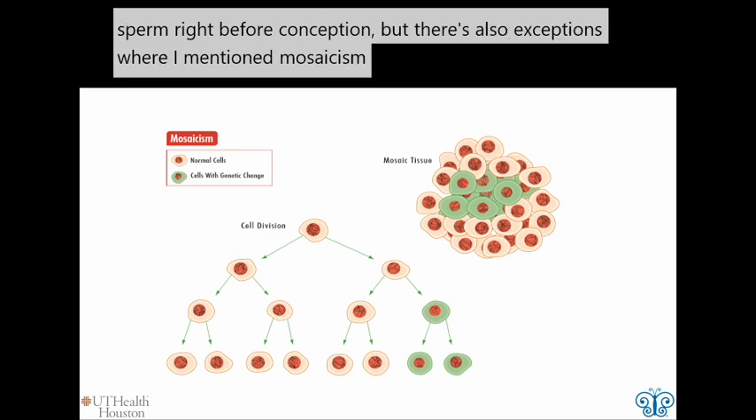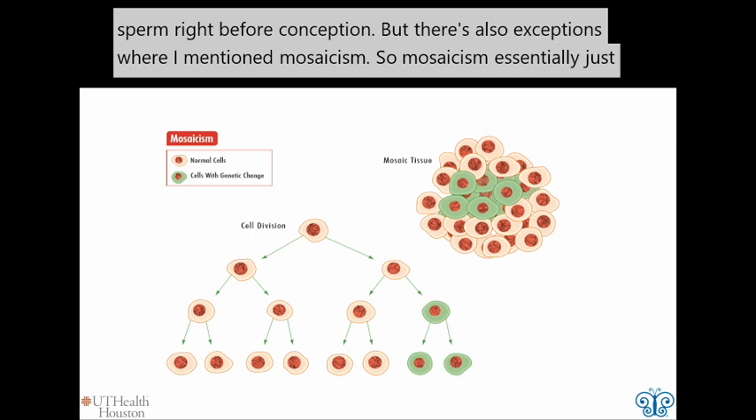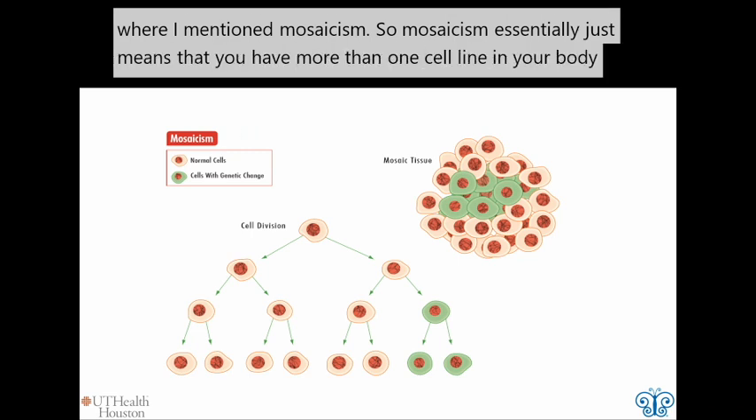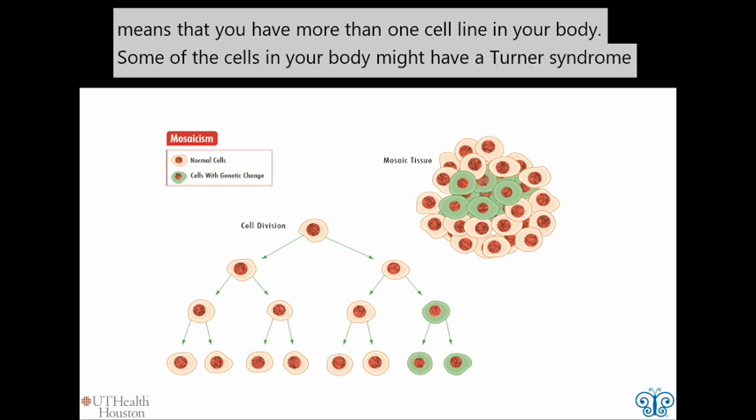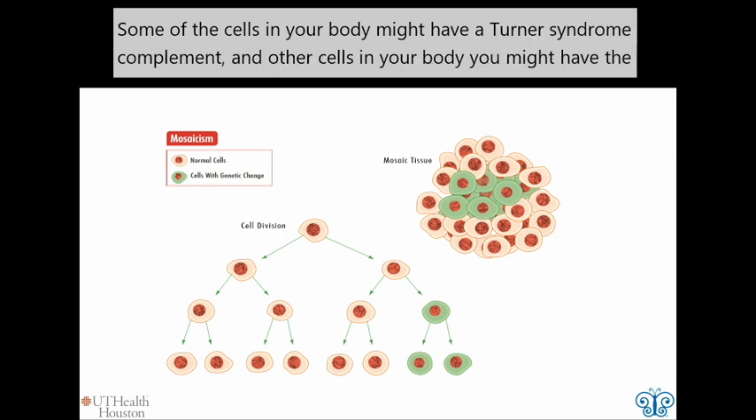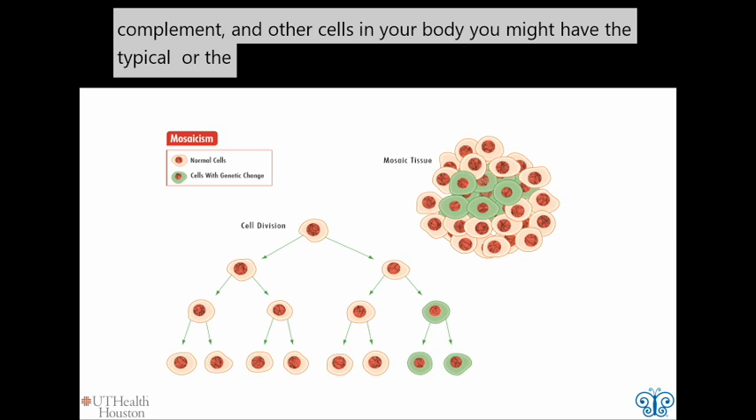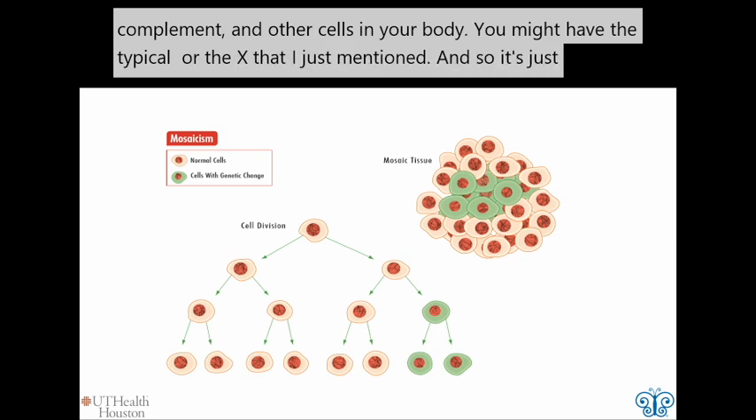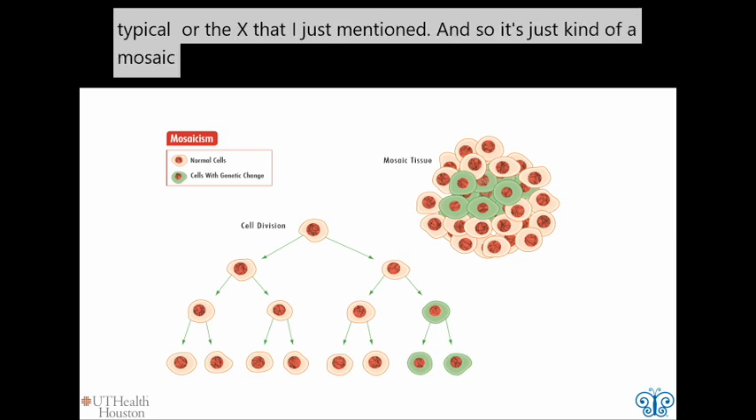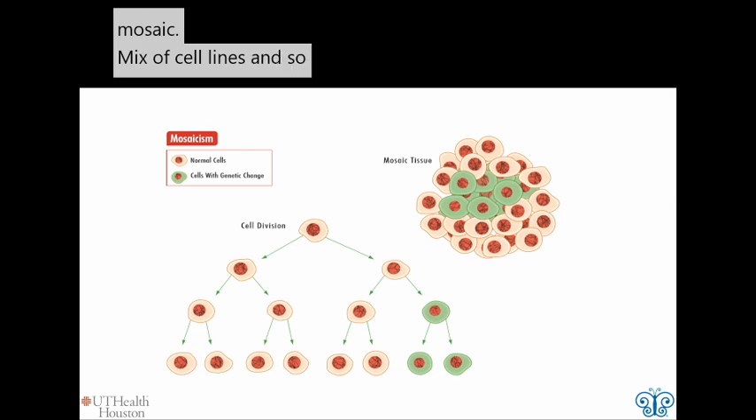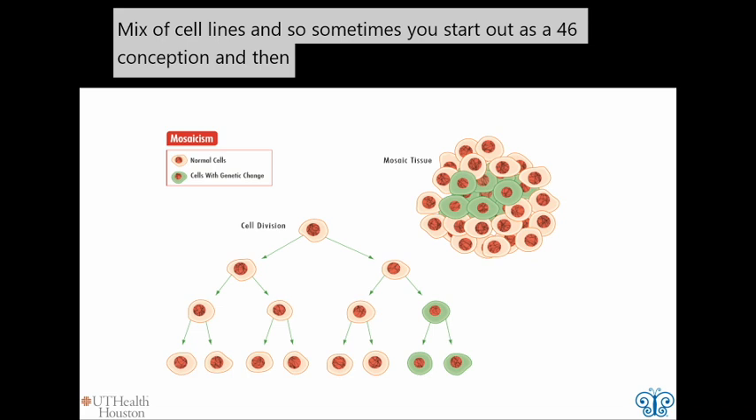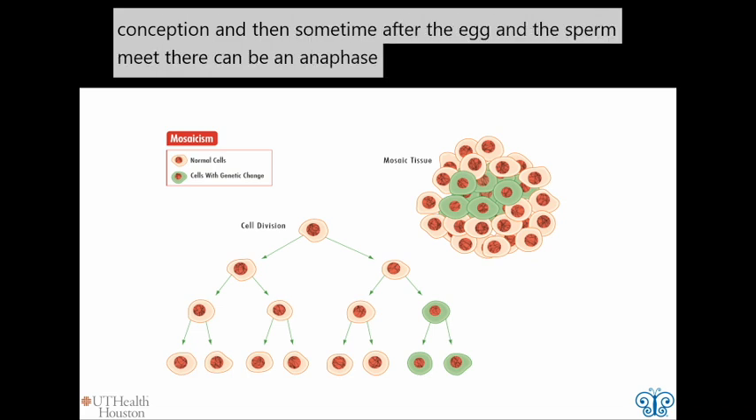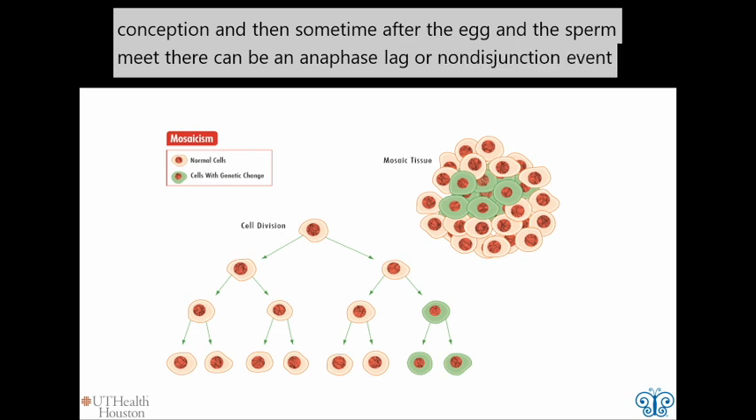Mosaicism essentially just means that you have more than one cell line in your body. Some of the cells in your body might have a Turner syndrome complement, and other cells in your body might have the typical XX or the XXX that I just mentioned. So it's just kind of a mosaic mix of cell lines. And so sometimes you start out as a 46,XX conception, and then sometime after the egg and the sperm meet, there can be an anaphase lag or a non-disjunction event that causes the Turner cell line.